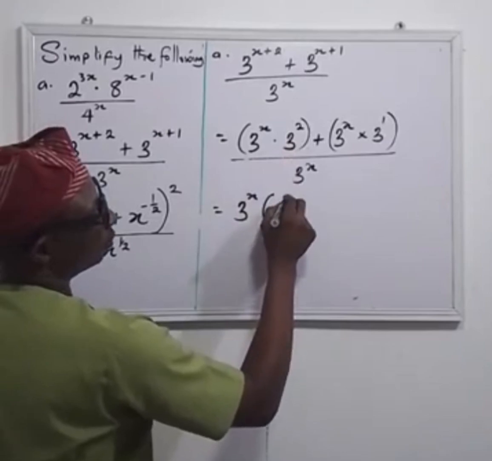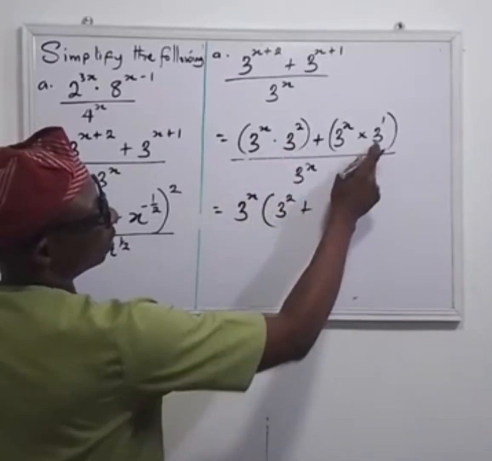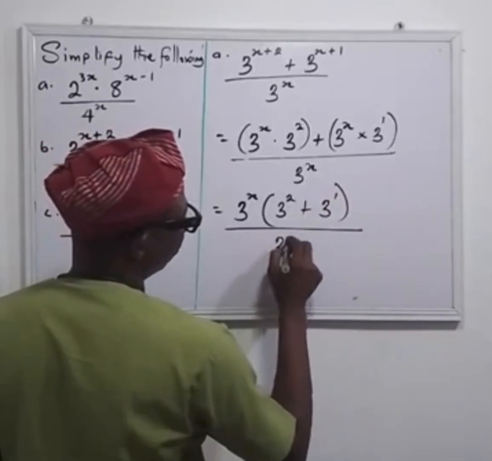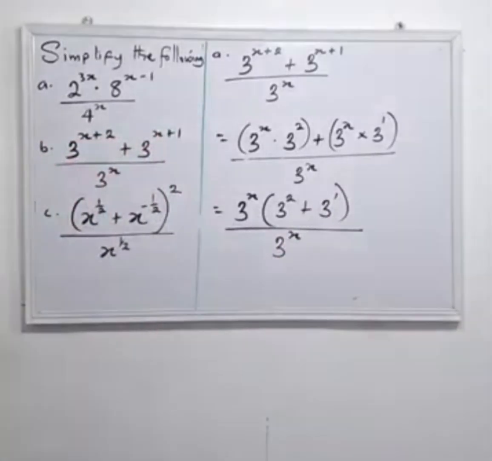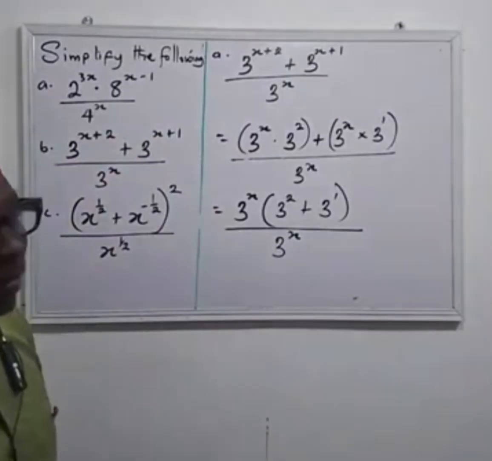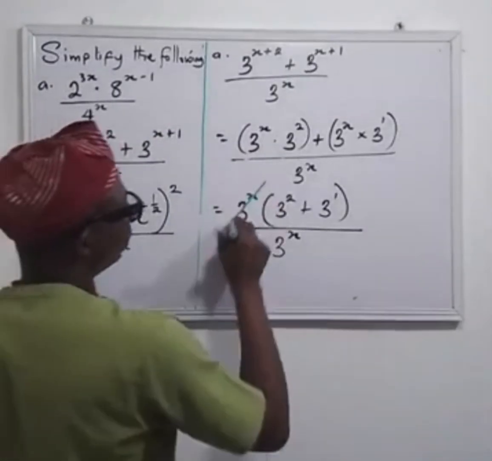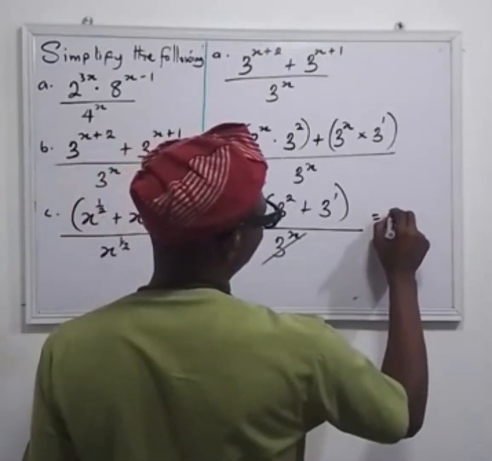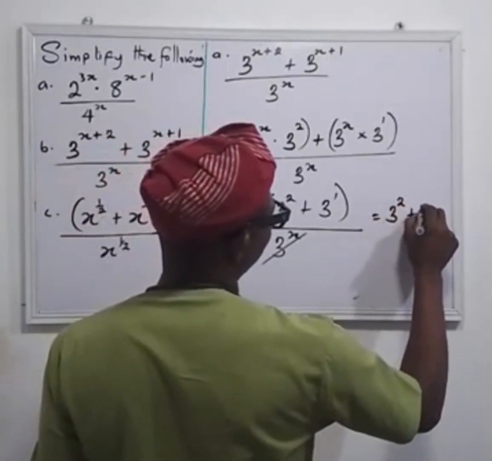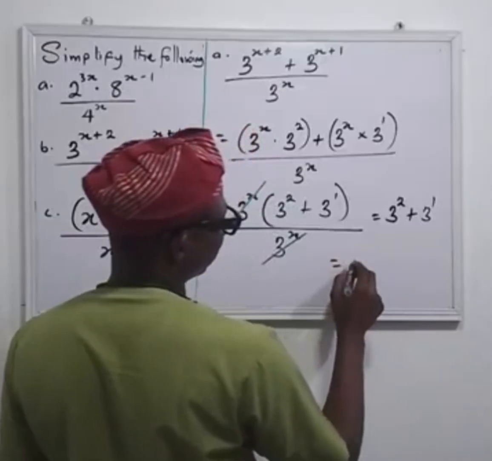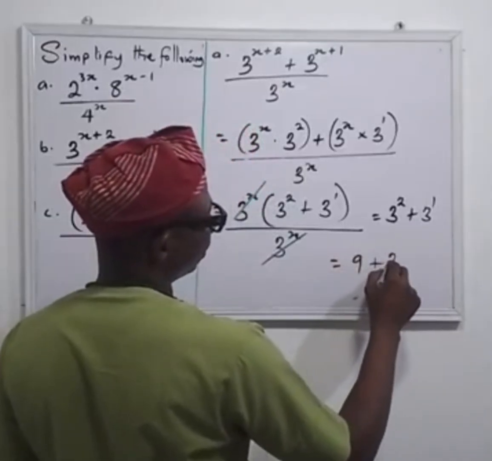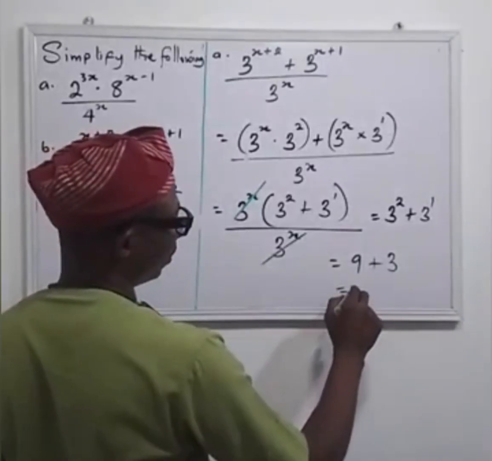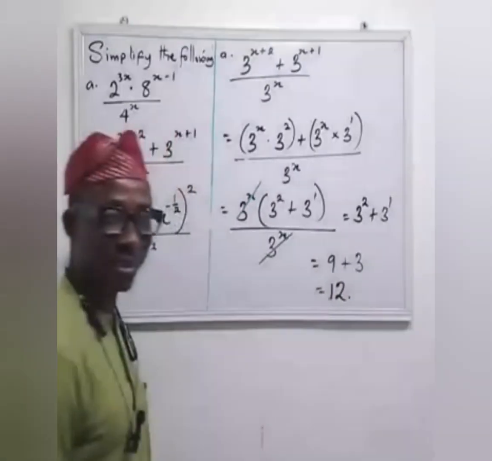3 raised to the power of 2 plus 3 raised to the power of 1, everything all over 3 raised to the power of x. Can you see that now? So you have factored out the GCD. Now this will cancel this, so what we are left with is 3 raised to the power of 2 plus 3 raised to the power of 1. That's the same thing as 9 plus 3, since 3 times 3 is 9. And the final answer is 12. That is the answer to the problem.